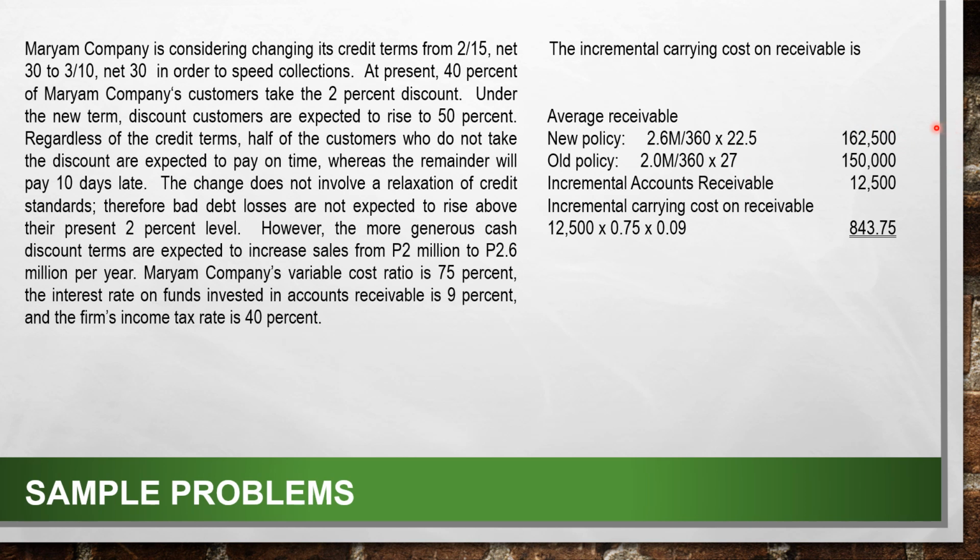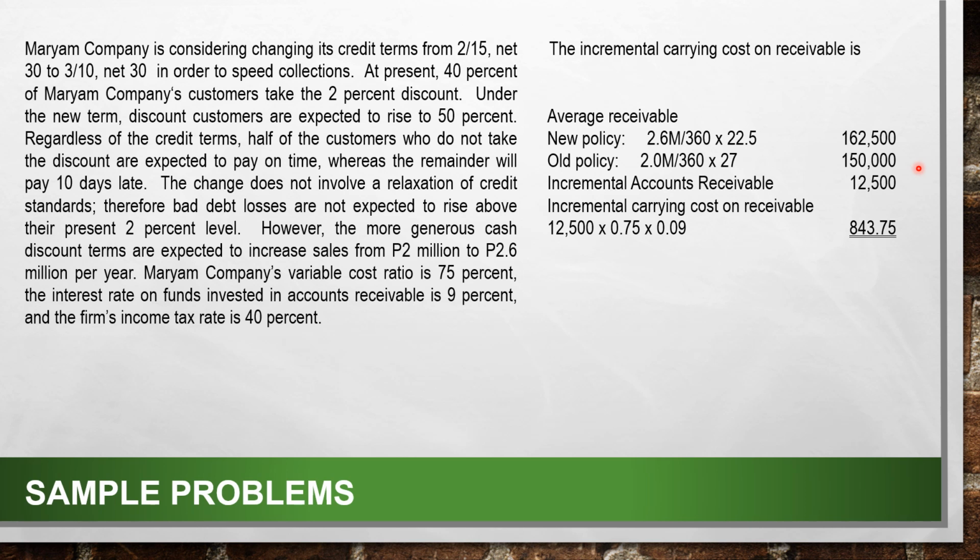162,500. Comparing that to the old policy, we have sales of 2 million divided by 360 times 27 DSO. So we have an average receivable under the old policy of 150,000. So from 150,000, when we implement the new policy, we will have an average receivable of 162,500. So therefore, there is an increase of 12,500.